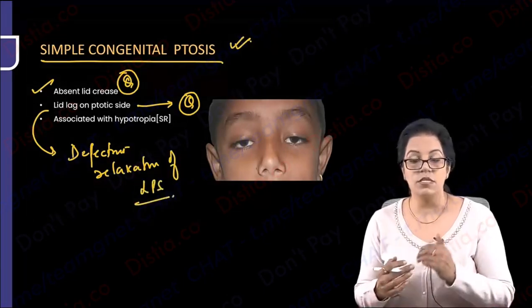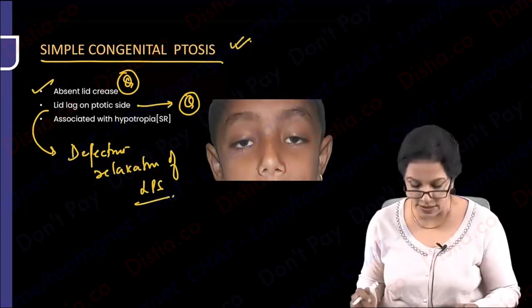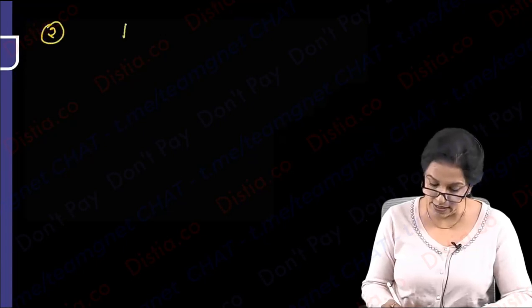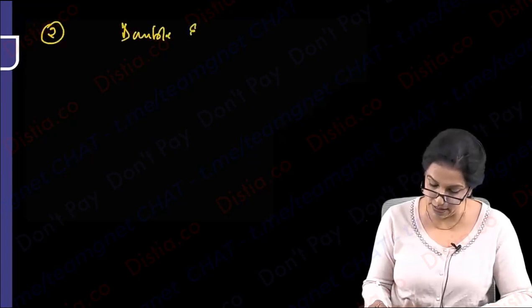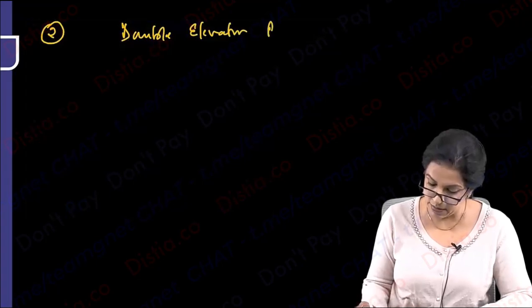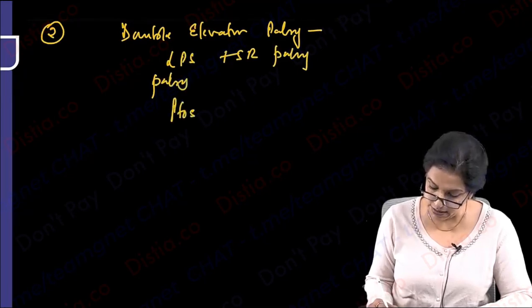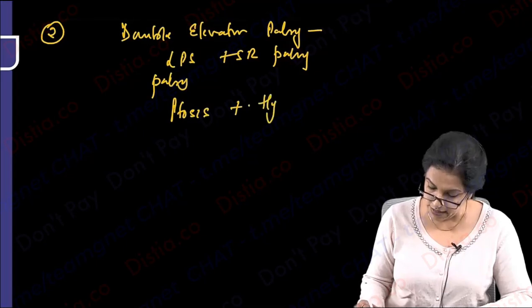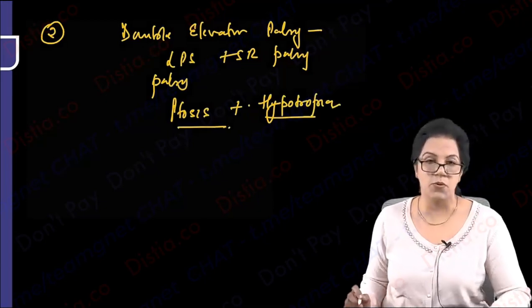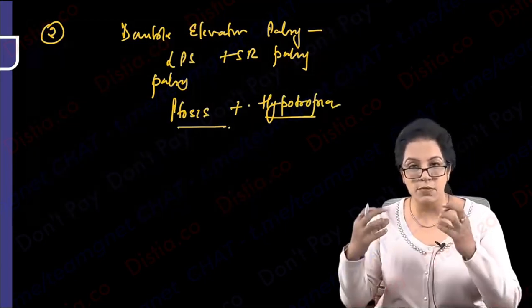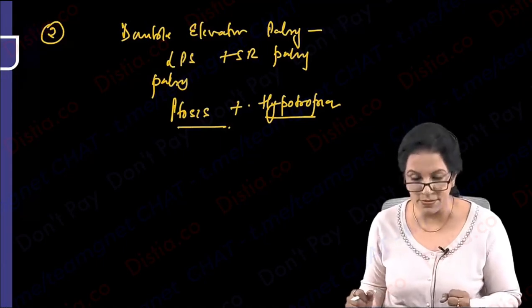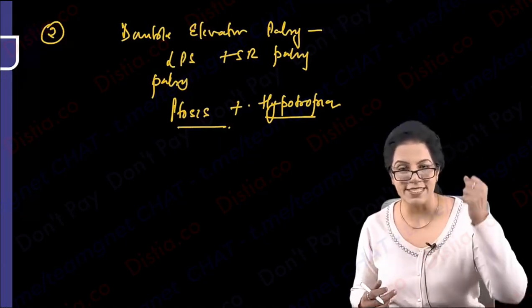Okay, and of course it can also be associated with, now what is that called, double elevator. So next heading is double elevator palsy, which is nothing but LPS involvement with superior rectus involvement. LPS palsy with superior rectus palsy. So you are getting ptosis, and along with that on that side the level of the eye is lower than the normal side. It is hypotropia. So tropia is squint, hypo means it's below. Because superior rectus is primarily an elevator, isn't it?